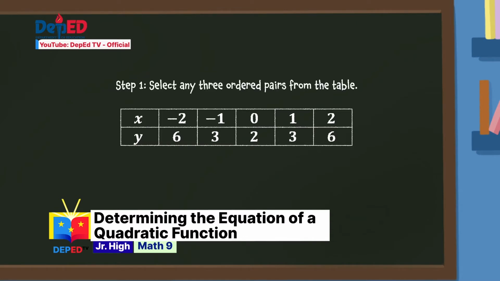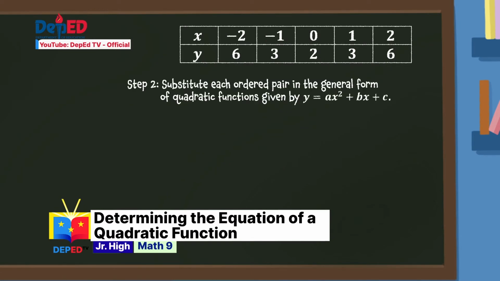So, step 1, select any 3 ordered pairs from the table. For this example, we are going to use (0, 2), (1, 3), and (2, 6). Step 2, substitute each ordered pair in the general form of quadratic functions given by y equals ax squared plus bx plus c.